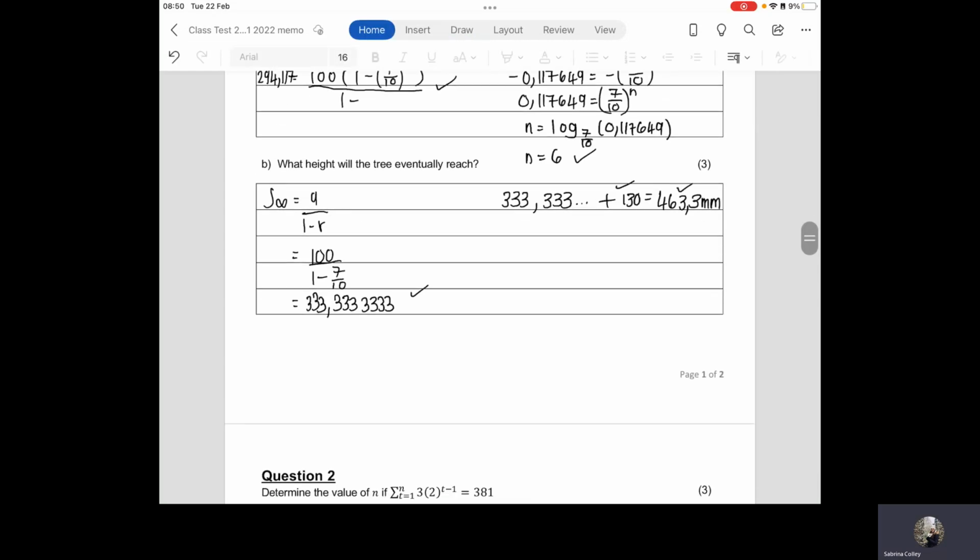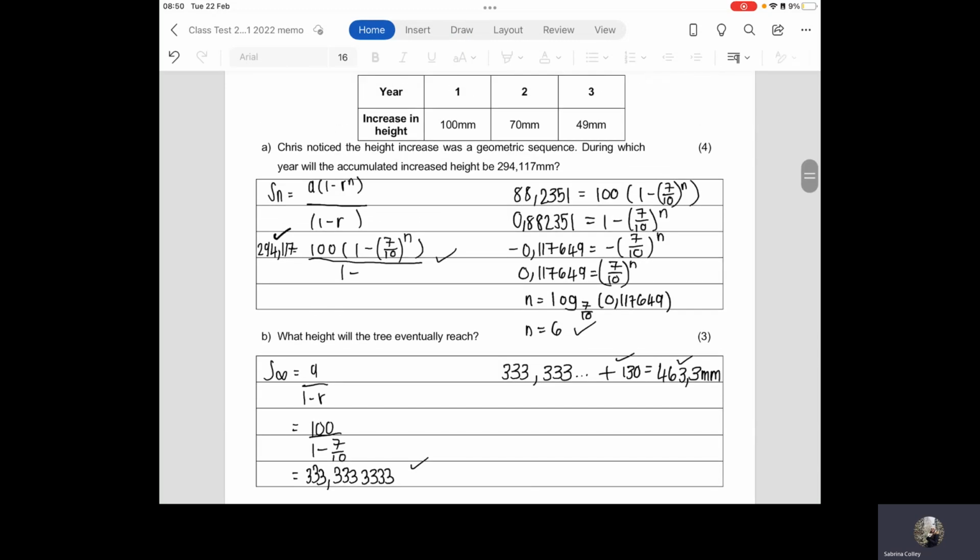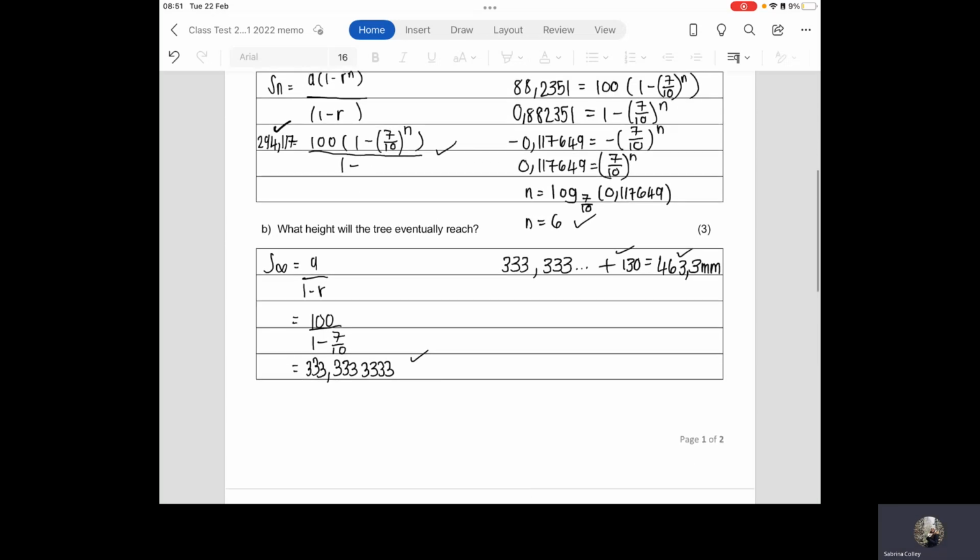What height will the tree eventually reach? We know that r, the ratio, is between -1 and 1, so we know that it will converge. It will get to a point where it doesn't really grow anymore. It will stop growing, or grow only a few millimeters. So we're going to use our sum to infinity. Our starting value is 100, and then 1 minus your ratio, 7/10, and you got the total growth, the growth to which it will converge.